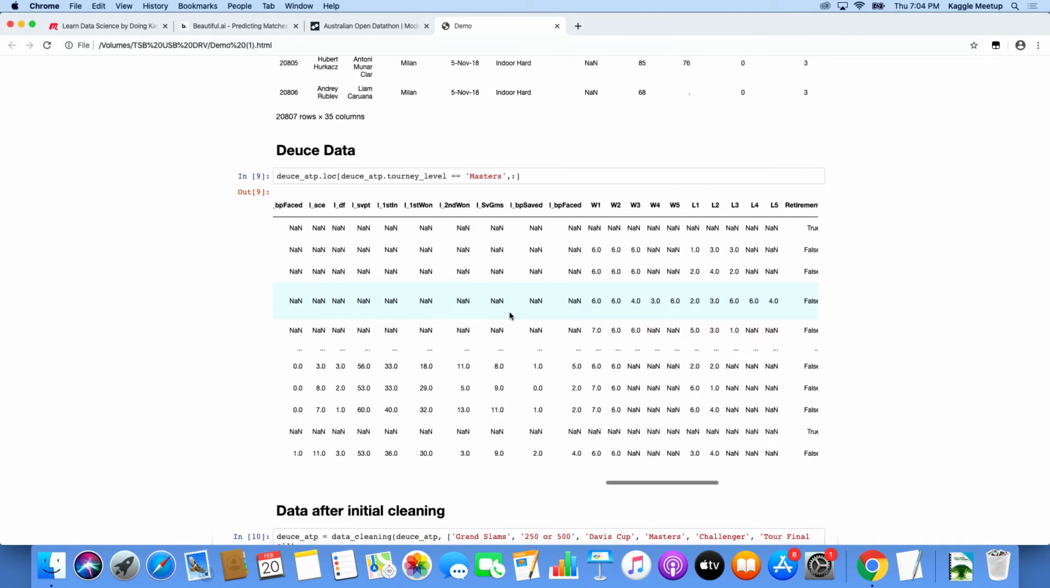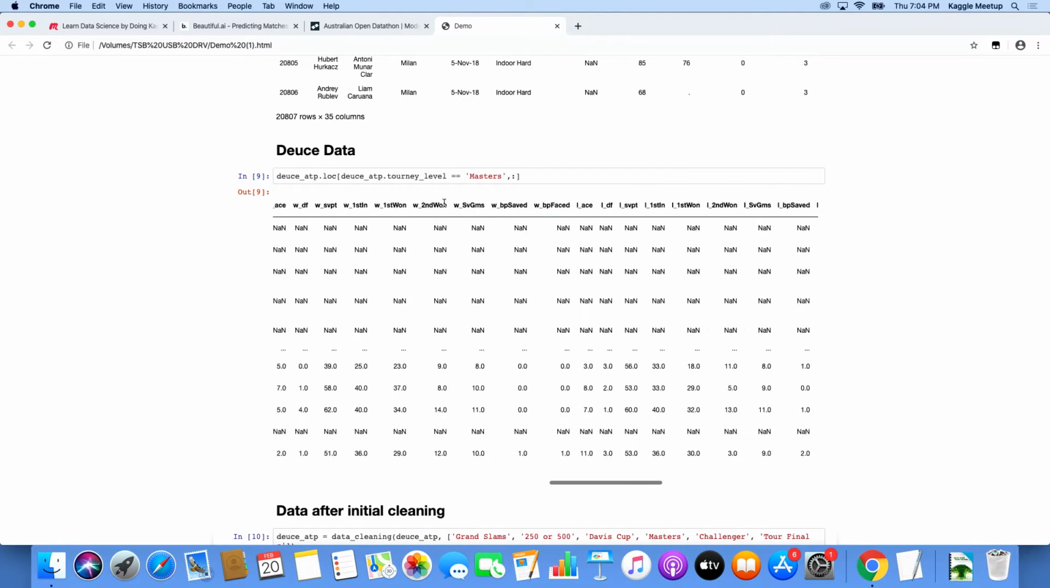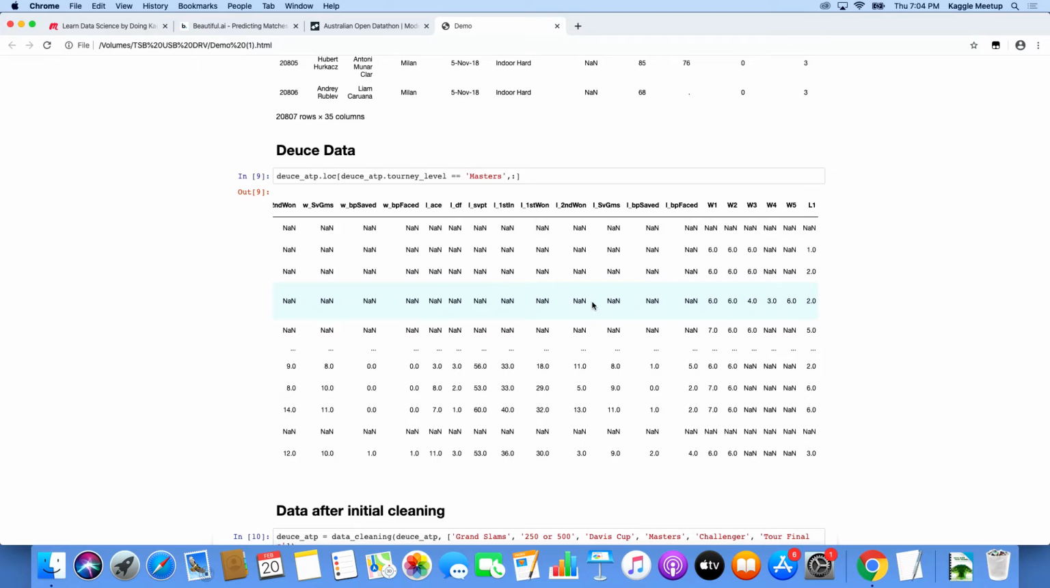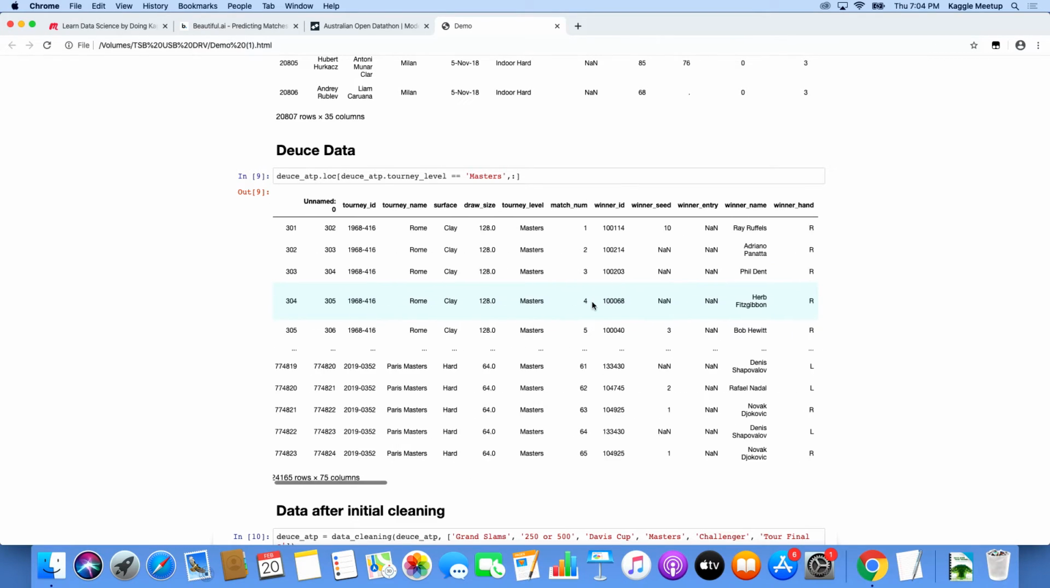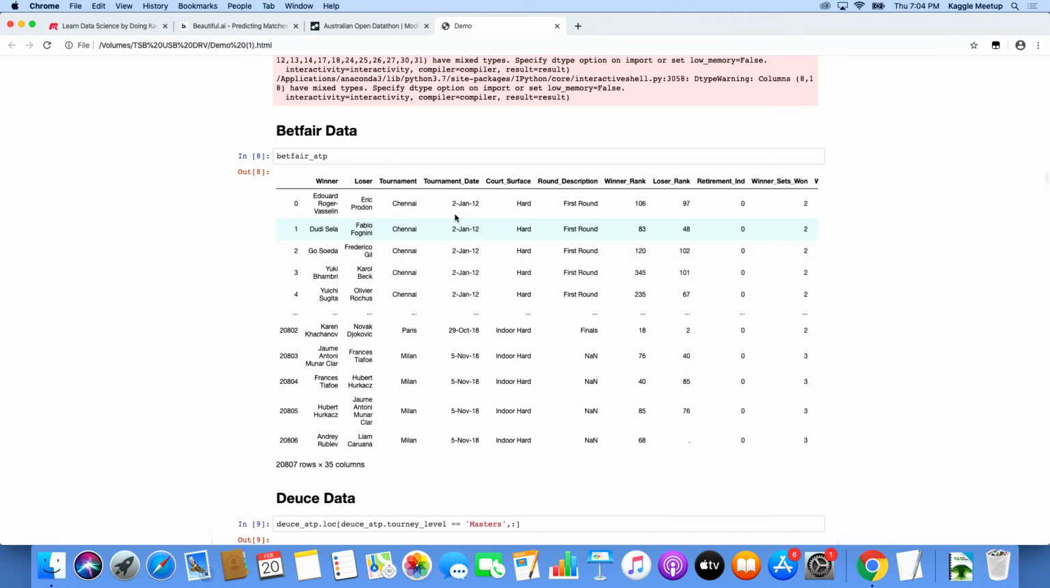The W prefix is the indicator for the winner statistics, and the L prefix is for the loser. And this one goes all the way back to 1968, as compared to the Betfair data, which only starts in 2012. So it goes back further in time, meaning we have more data to work with, which is always great.